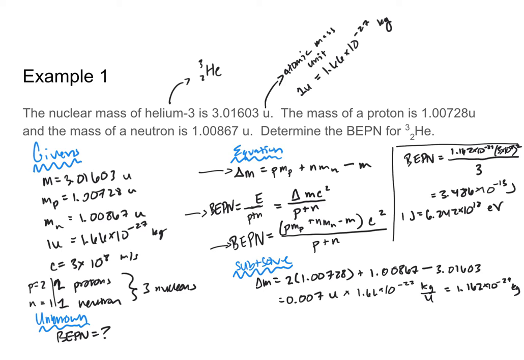And we'll find that our binding energy per nucleon is 2.2 mega electron volts, or 2.2 times 10 to the 6th electron volts. Either of these answers is acceptable. This one is, of course, much more elegant.